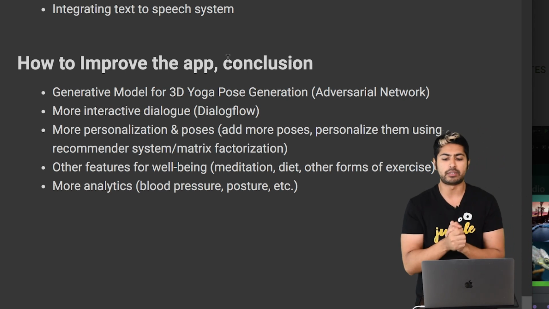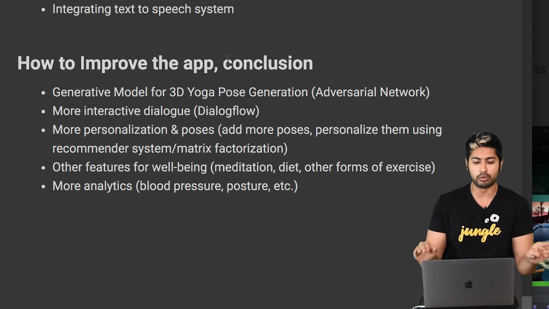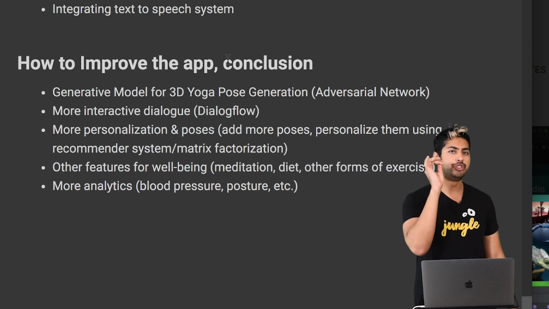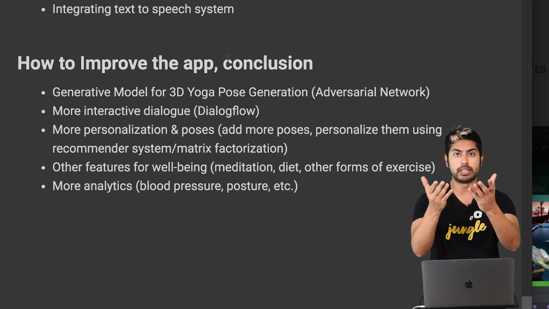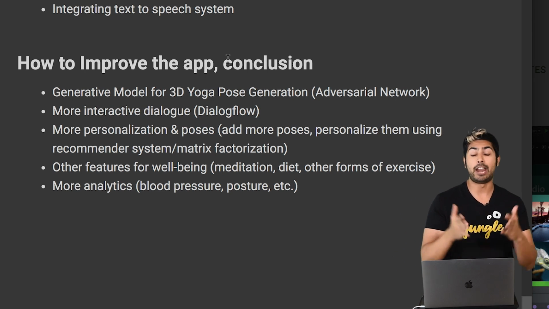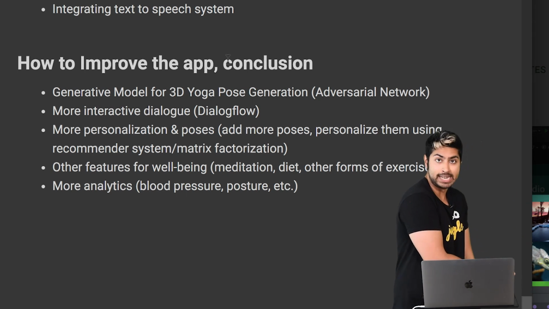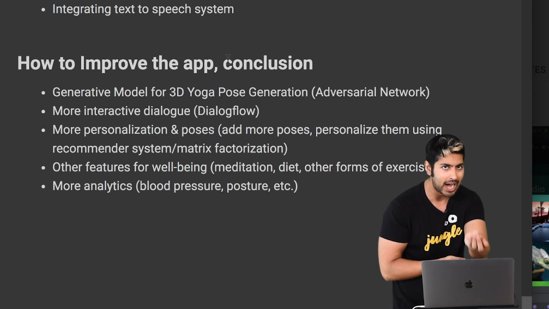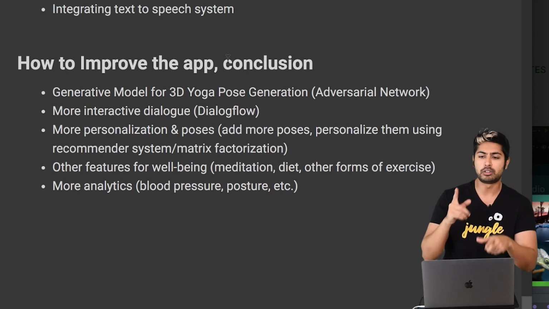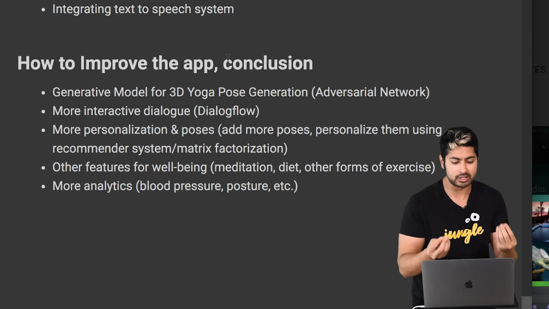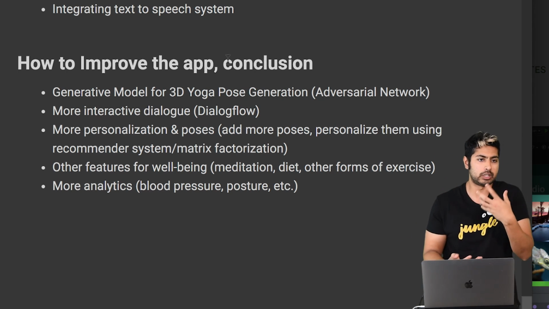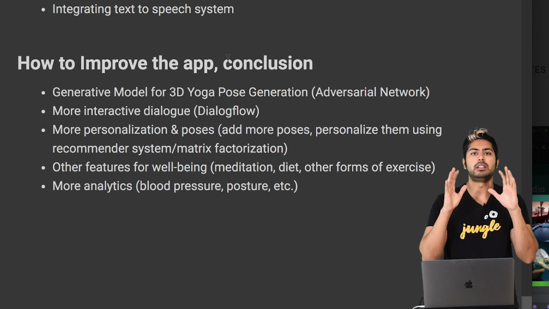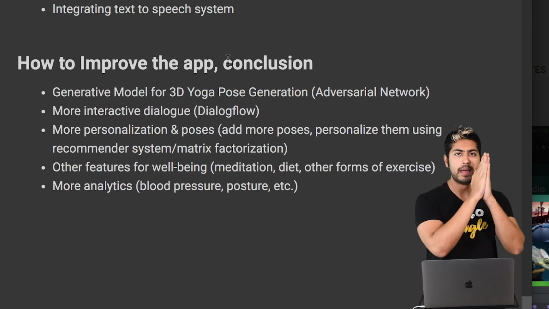Now, how to improve this app? There's a lot we could do to improve this app. Okay, this is just the beginning. First of all, we can create a generative model to create a 3D yoga instructor in real time. We can add augmented reality, so this person could be right next to us. We can add more personalization, more poses, more interactive dialogue that is responding to the user with more intelligence. We can add other features, other sensors for your diet and things like that. More analytics. There's a lot we could do, but this is a first bare bones app.